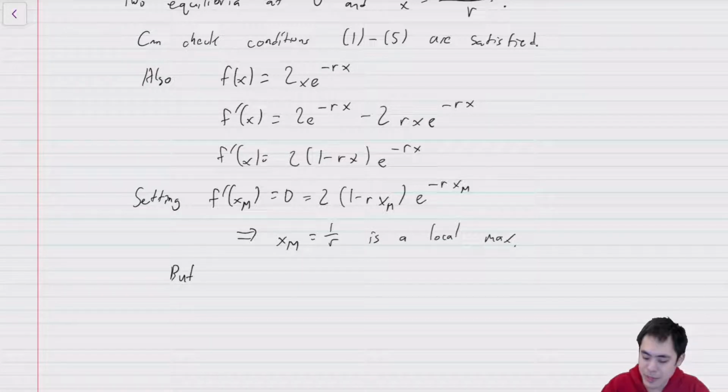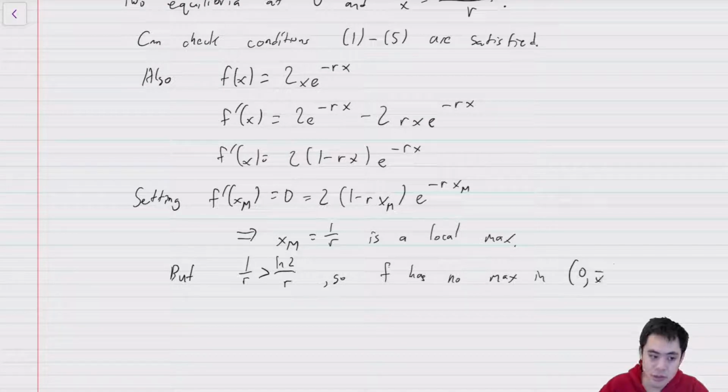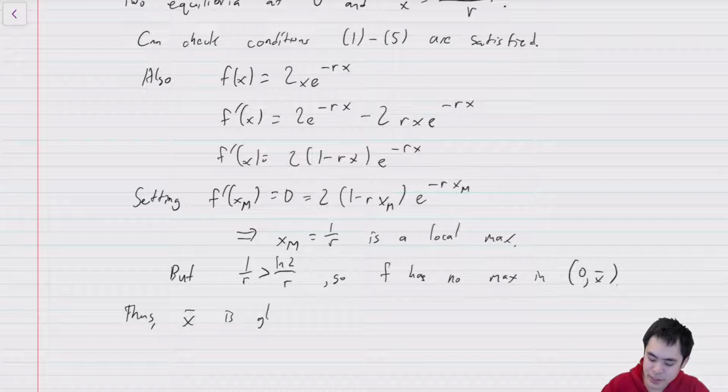But it doesn't actually matter because 1 over r is greater than natural log of 2 over r, since 1 is greater than natural log of 2. So f has no max in this interval, thus x bar is globally asymptotically stable.